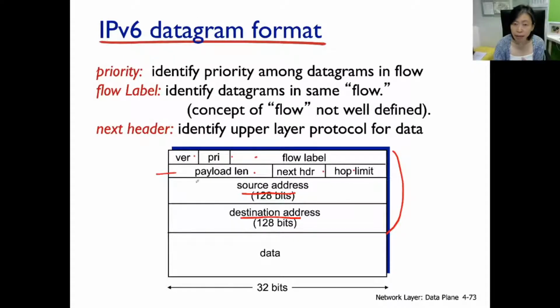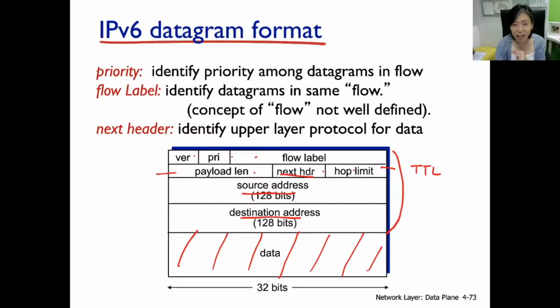First, here is the payload length. If you recall in version 4, we do have what? The header length and the entire packet length. Because the header size can vary, and the packet size, because the data size can also be different, so we need 2 lengths. Here now, having a fixed packet header size, we need just the payload length to indicate the size of the data down here. Hop limit, this is just the TTL field, just like in IPv4.